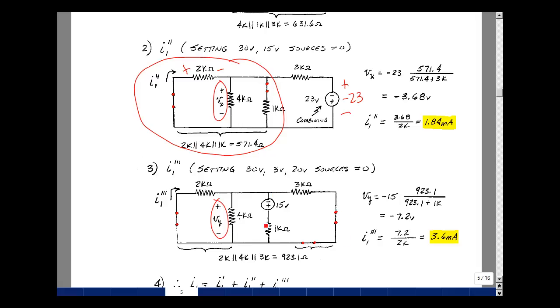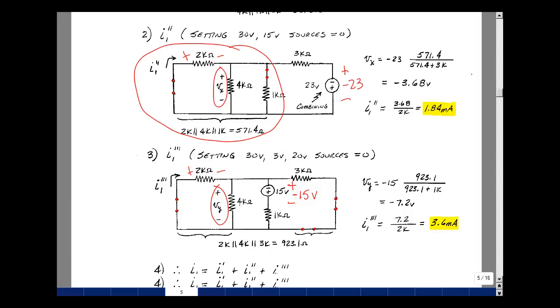So that's going to voltage divide with 1K, and the polarity in this direction would need a voltage in this direction. That would be a minus 15 volts. So minus 15 times the 923.1 over that plus 1K, give me the voltage V sub y. And that's a minus 7.2. And again, I need the voltage across the 2K resistor in this direction to get the current I1, again, for the third source. So I'll take the negative of V sub y, it'll be a plus 7.2, divided by 2K, and that's 3.6 milliamps.